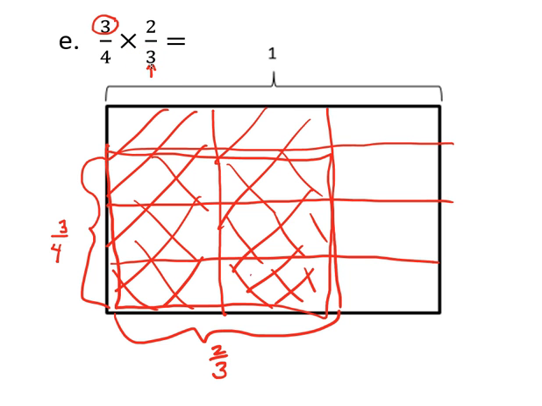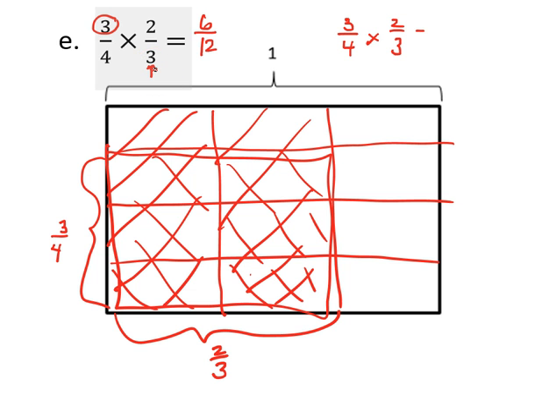I can see that there are 6 pieces out of the 12 that make up the whole. That means that 3/4 times 2/3 equals 6/12. Now you may notice a pattern here. Let's look at this problem again. 3/4 times 2/3 was 6/12.